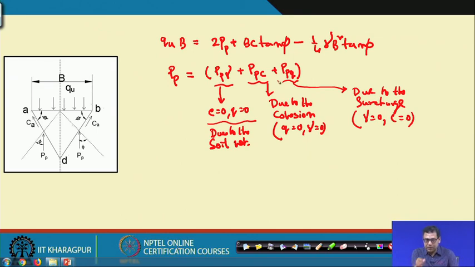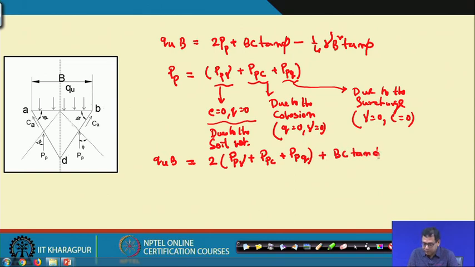So, finally, if I put these contributions in the PP, then the QUB will be equal to 2 times PP gamma plus PPC plus PPQ, plus BC tan phi minus 1/4 gamma B square tan phi. So, now finally, after solving these equations, I am not giving the detailed solution. From here I am just writing the final form of the equation, because I have given you what the contributions are and how these things are coming.